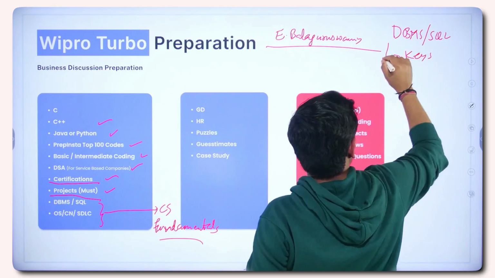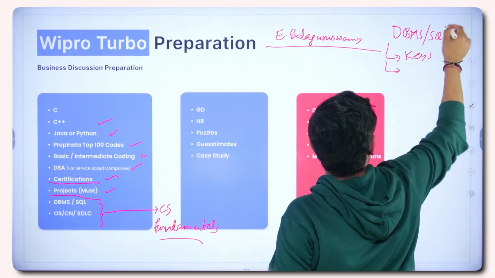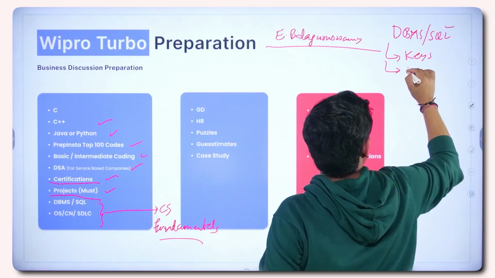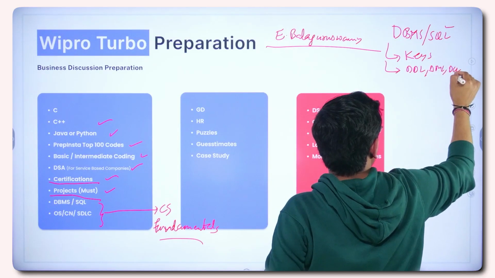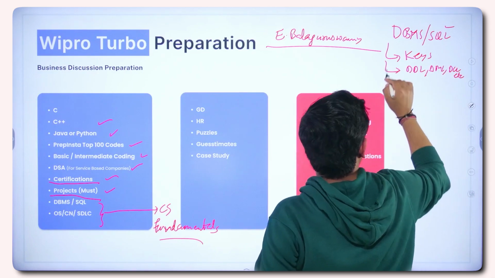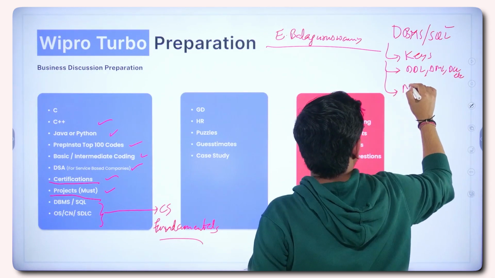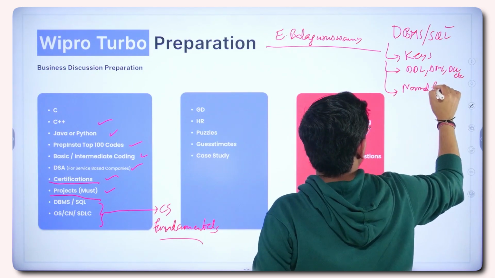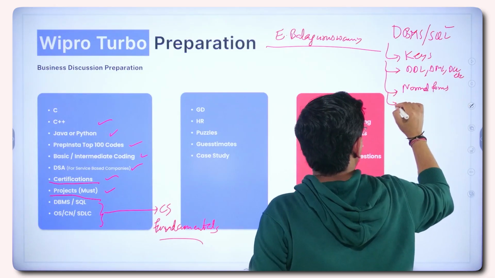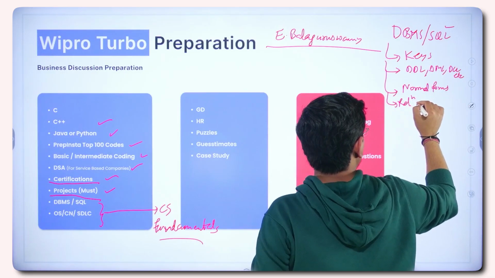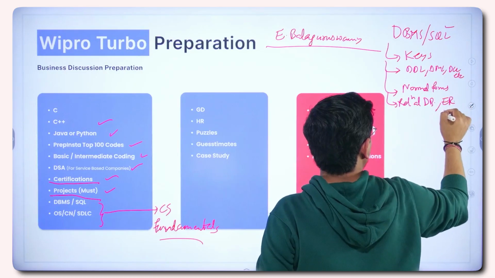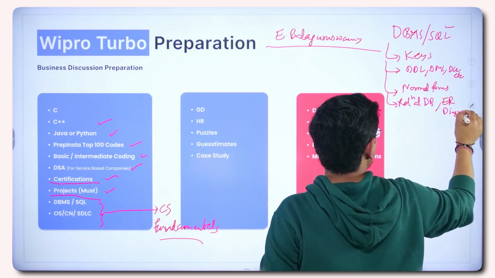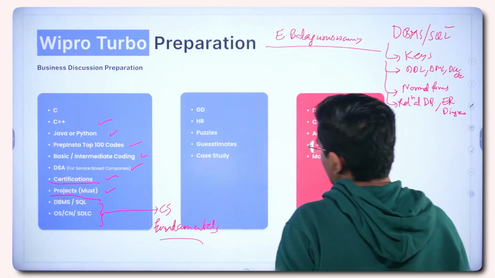Keys should be learnt well. SQL is very, very necessary. DDL, DML, DCL, fine. And then apart from this, you should study normal forms, relational databases, and ER diagrams. This is for DBMS and SQL.